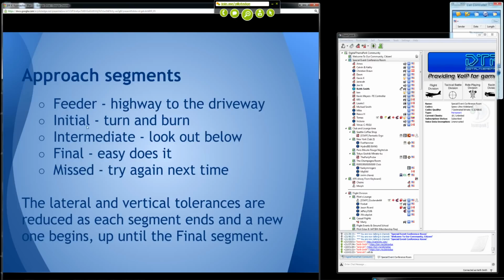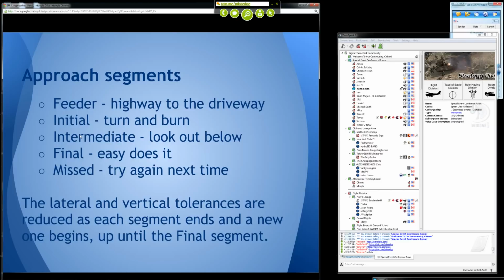We have that usually leads to an intermediate approach segment. This may or may not be present on every approach, but if it is present, its job is to get you a little bit lower and give you time to configure the airplane. Not a lot of turning tends to happen on the intermediate approach segment, but it is generally used to allow you to get slowed down and get the airplane configured.